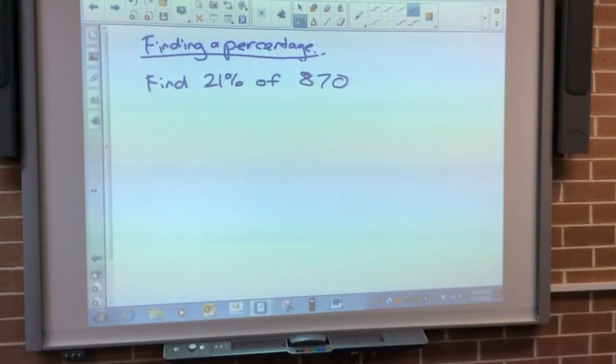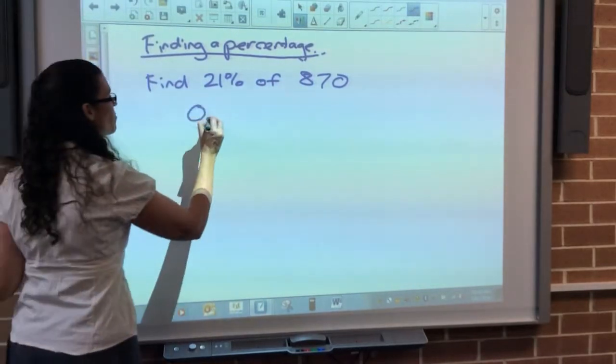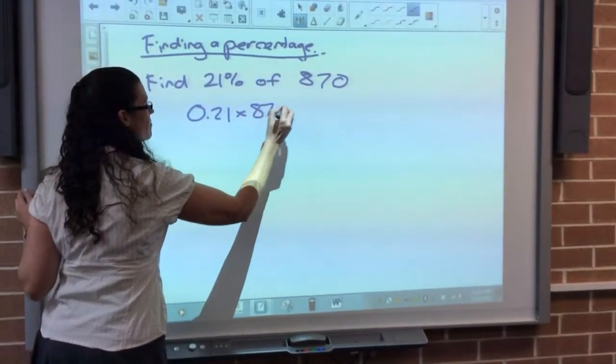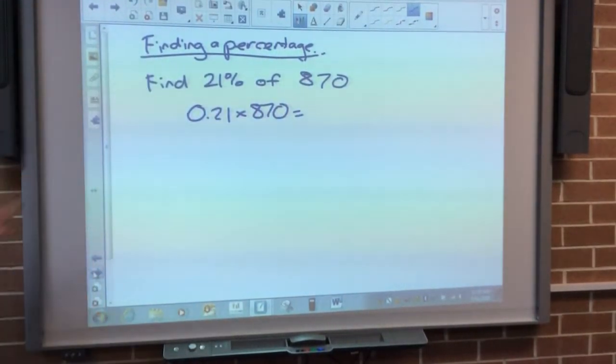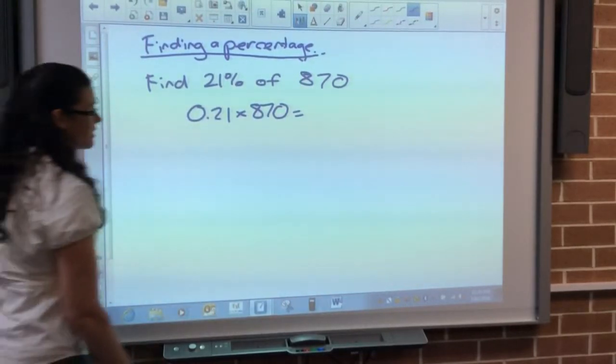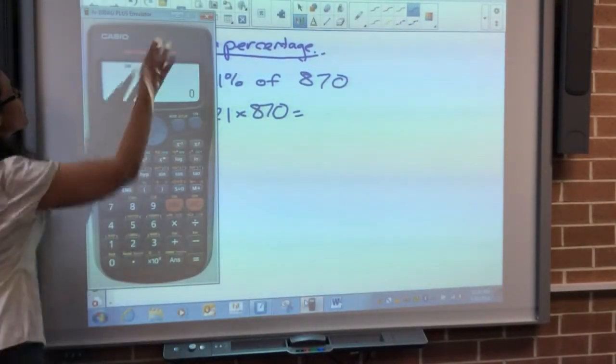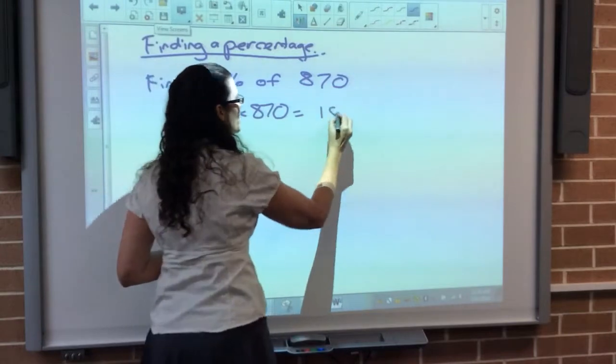Okay, so your way is correct, that's the unitary method, and that will be helpful for trickier questions, but this is a pretty basic question. So 21% of 870, I can just make that 21% a decimal, it's 0.21, and simply do 0.21 times 870. That will also give me the same answer. So on your calculator, what does that give you? 182.7.